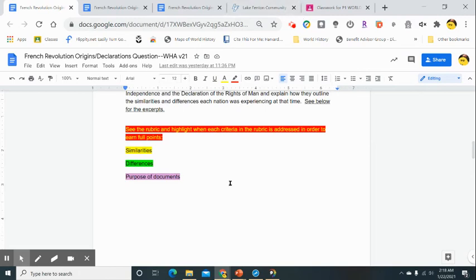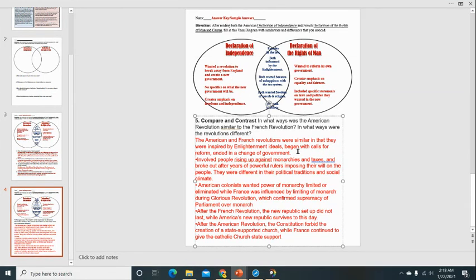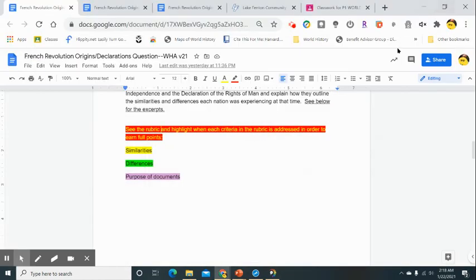Remember, we talked about that. That's from your Venn diagram. This is where a lot of your Venn diagram is going to help you. What was the purpose of each of these documents? And remember, we had questions 1 and 2 on these, which also compared the purpose of those documents. So go back to that as well. Again, assignment 2 will help you extensively with this.